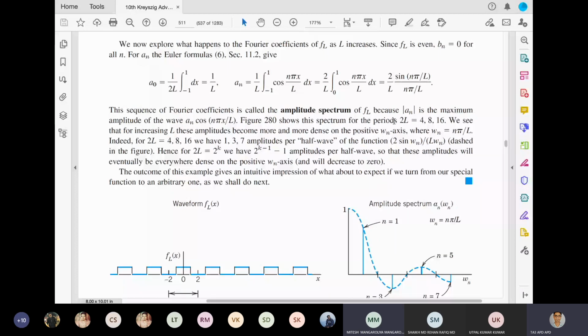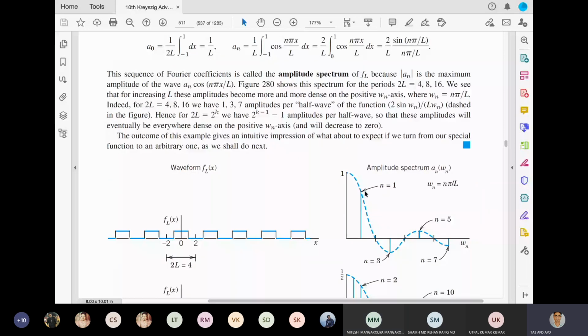Okay, thank you. So if you take up the amplitude spectrum, this is how it looks. This is the plot of sine Wn L upon Wn L. If you take initially 2L equal to 4, that means L equal to 2, so this is going to be n pi by 2, for different values of n, small n, 1, 2, 3, 4, 5, 6 up to n. So you can plot this whole function. It would look something like this.